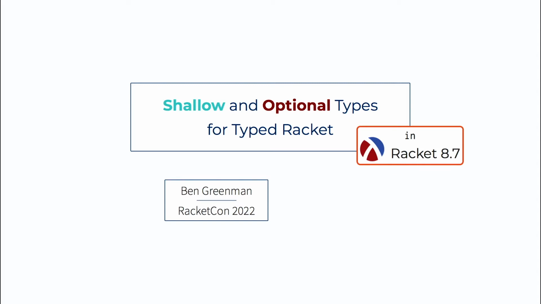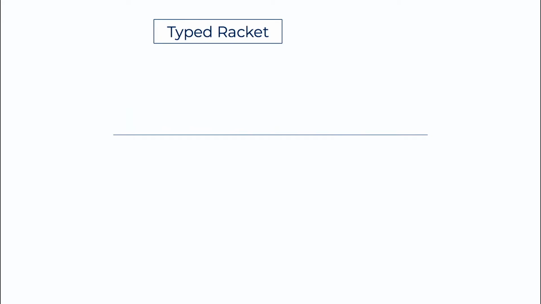Yeah. Cool. All right. I'm delighted to announce that typed Racket, starting in the next release, 8.7, is going to have these two new things called shallow and optional types. Can you explain what they are first? Okay, so what is typed Racket?